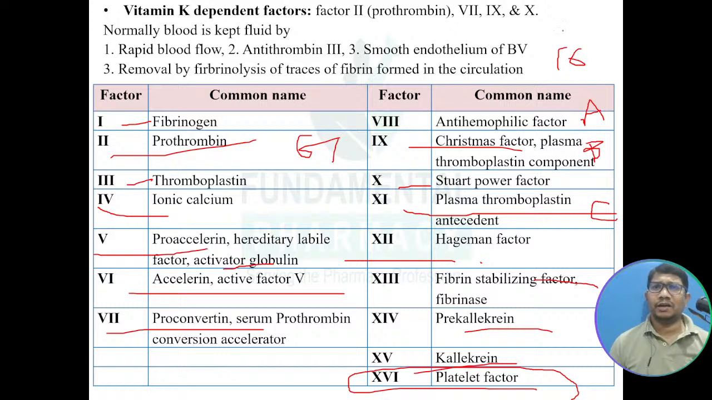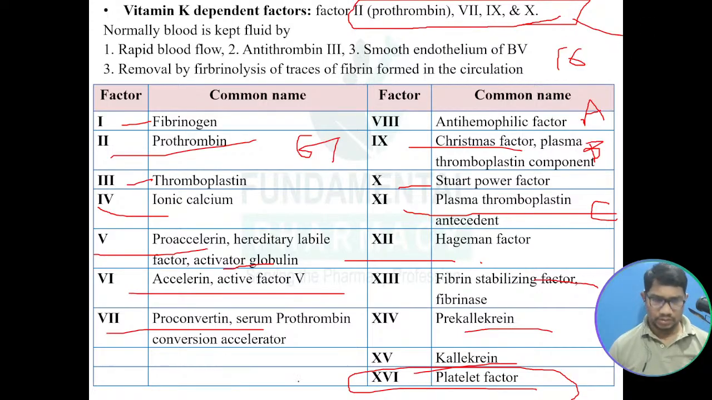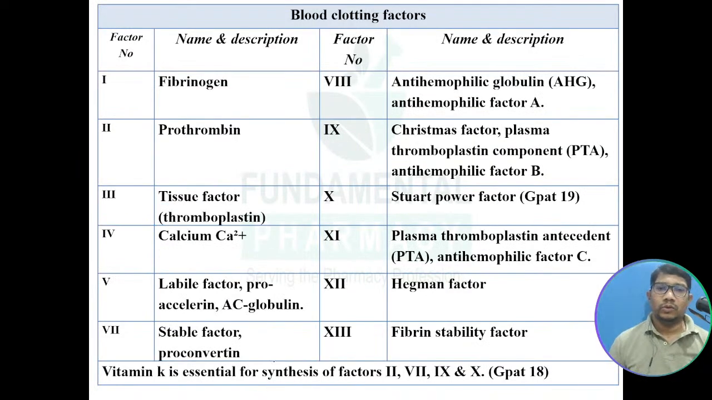And the vitamin K dependent blood clotting factors are nothing but factors 2, 7, 9 and 10. 2, 7, 9 and 10. A question on this has already come. We have already seen this.